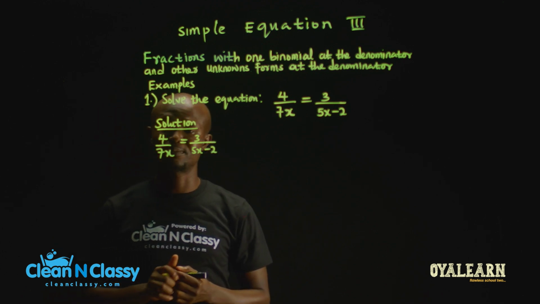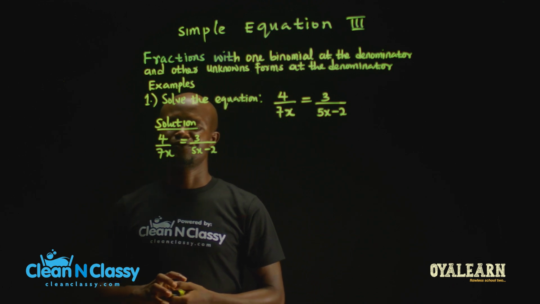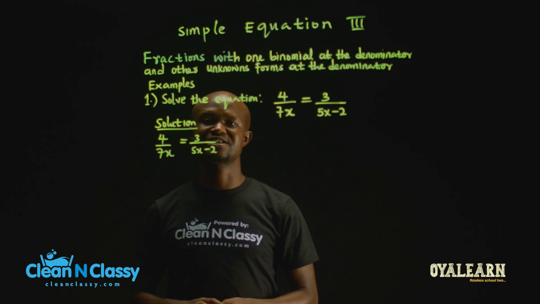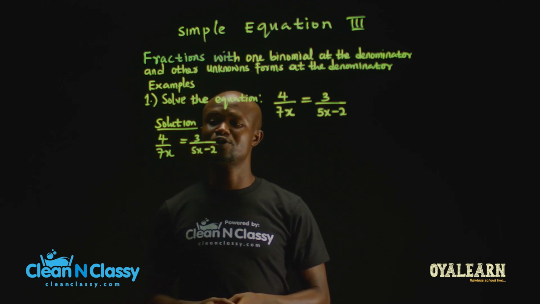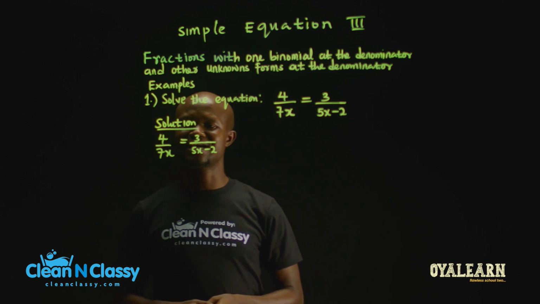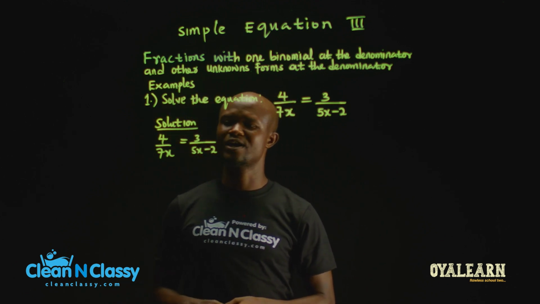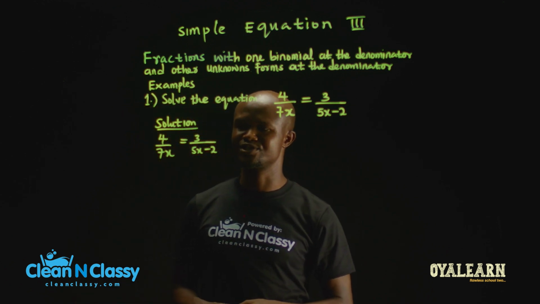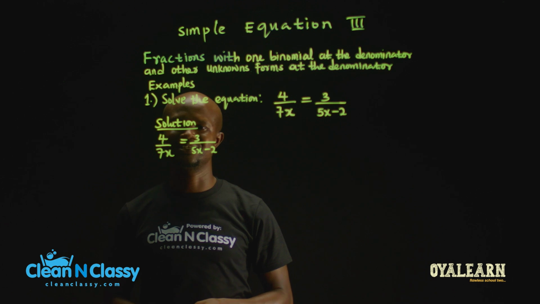Now looking at this problem, from the left we have 4 divided by 7x. This is an algebraic expression, and we can see that at the denominator we have 7x. That is not a binomial expression because there is just one term there.